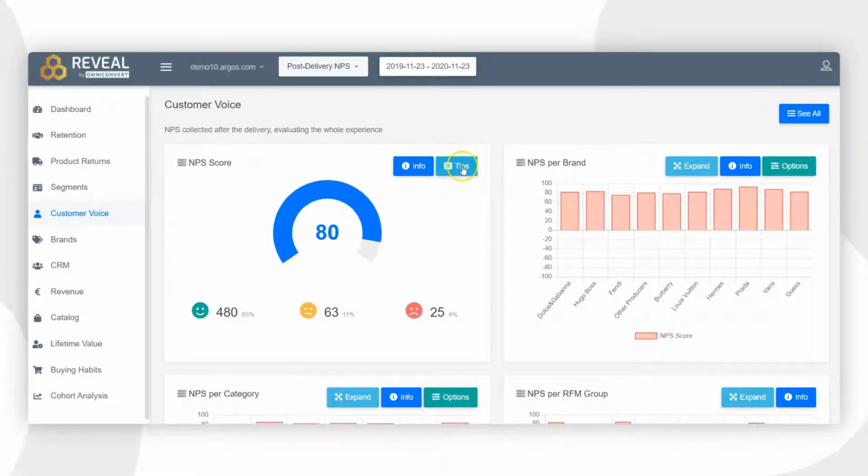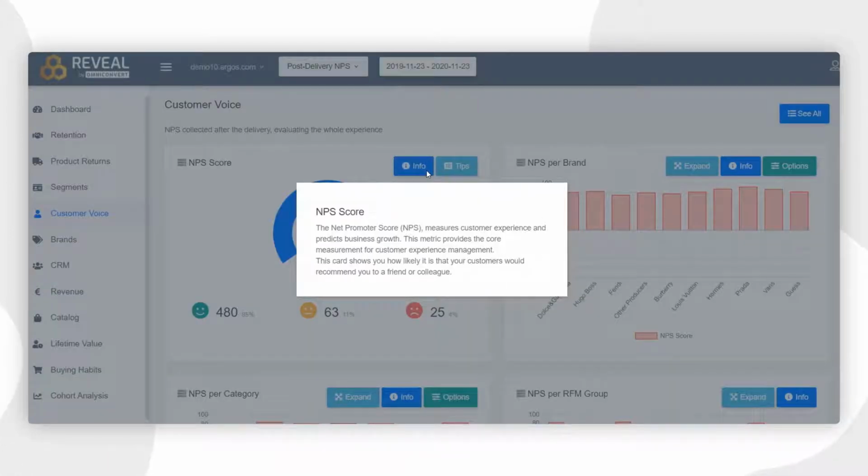The NPS is a metric that shows how many customers are willing to recommend your products or services to others. This is one of the most important KPIs for any e-commerce business to track, since it's the only one that gives an insight into future customer behavior.